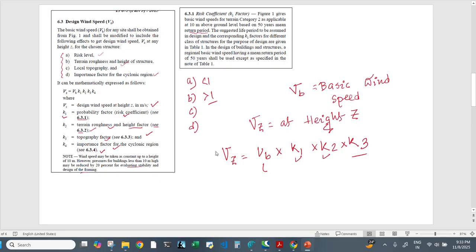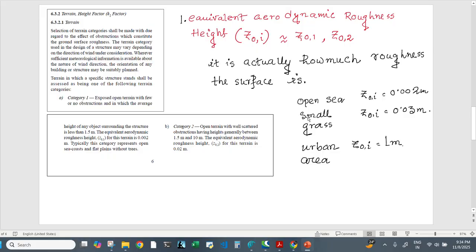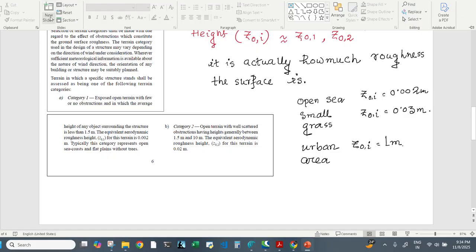Now it is totally clear how to calculate Vz and the risk coefficient K1. It is said that the basic wind speed for terrain category 2 is applicable at 10 meter height above ground level for a 50 year mean return period. Now, what is return period?